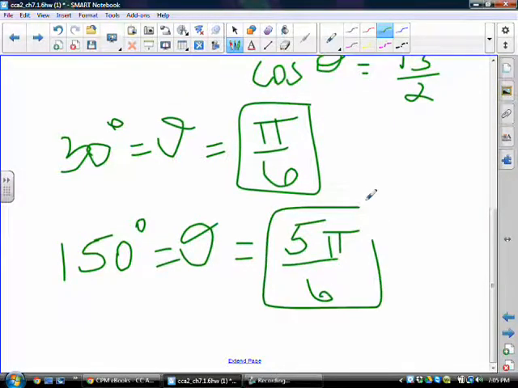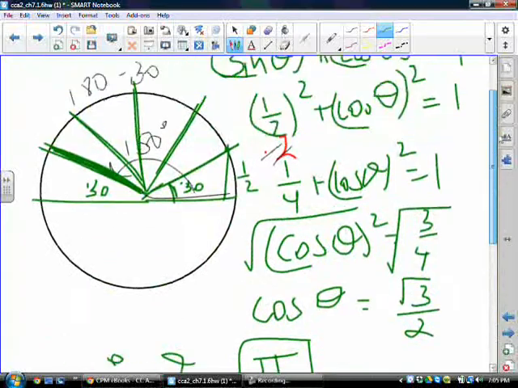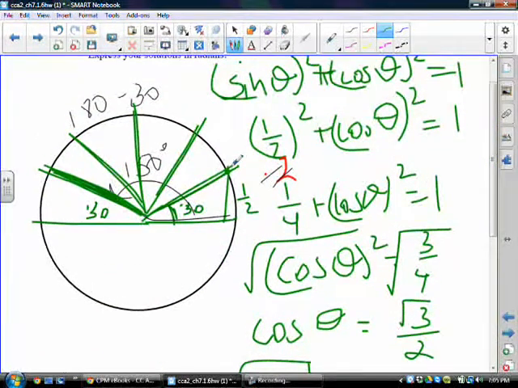Okay, because that was my 5th little chunk of the circle, if I count them again. This is 1 pi over 6, 2 pi over 6, 3 pi over 6, 4 pi over 6, 5 pi over 6, 6 pi over 6, or just pi. Okay, so we want to answer in radians.